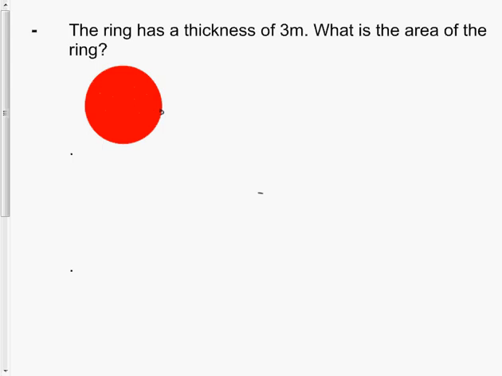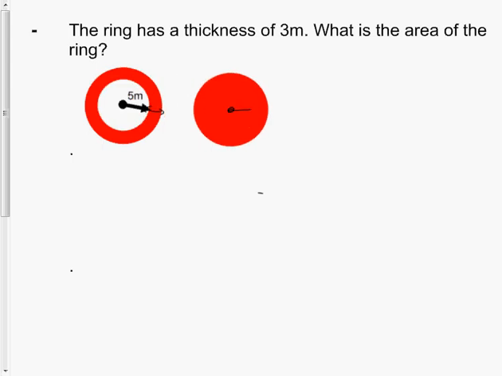If I make this red circle here and ask you, what is the radius of the red circle, you would say it's 8 meters because this is 5 and this is 3, so the radius of that red circle is 8 meters. So the area of this one is 3 times 8 squared, or 3 times 64, or 192 square meters.